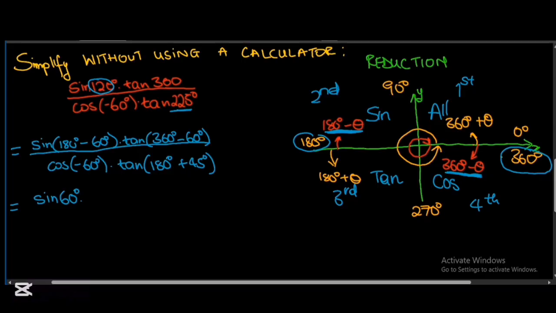Sine of 360 degrees minus 60. So 360 minus theta falls on the fourth quadrant where only cos is positive. So tan will be negative. So we have negative tan of 60 all over cos of a negative angle.